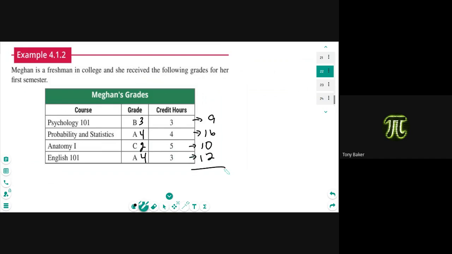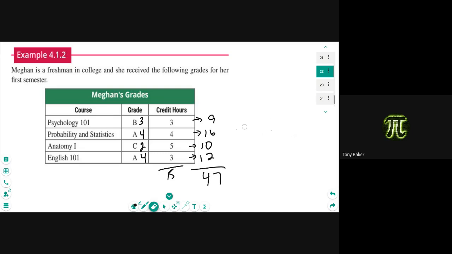Then we add up those numbers. So 25, 35, 47. Now, we're not dividing by 4. You're dividing by how many credits you had. So you're dividing by 15. Because even though we multiply to get them, to get that 9, you had 3 3s. And then you had 4 4s. And then you had 5 2s. So you're adding up how many of those you had, which would have been 15 of them. That's where the weighted average comes in.